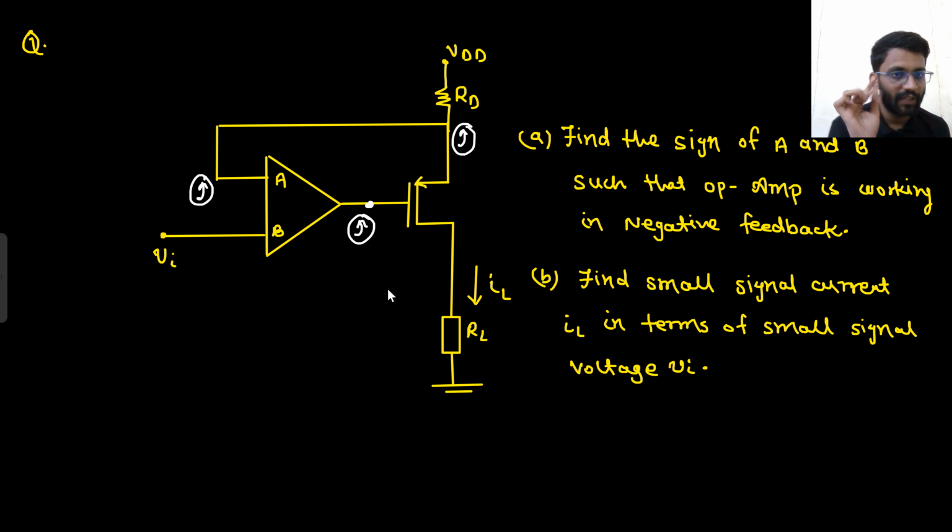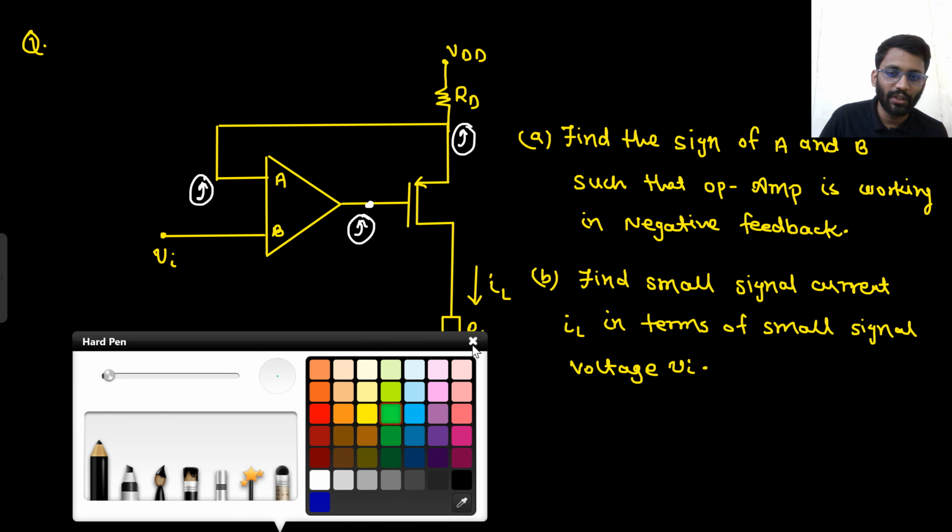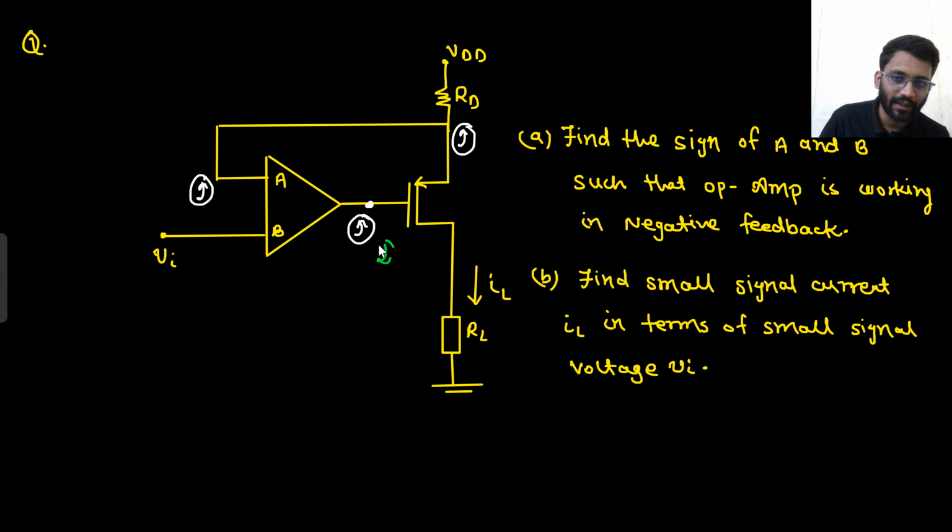Now, what you will put? What do you want? For negative feedback, if your output is increasing, then you want your output to decrease. That's why we call it negative feedback. So, if this node is increasing and you want your output to decrease, what you will put at A? Negative, right? And what you will put at B? Positive. Did you understand this?